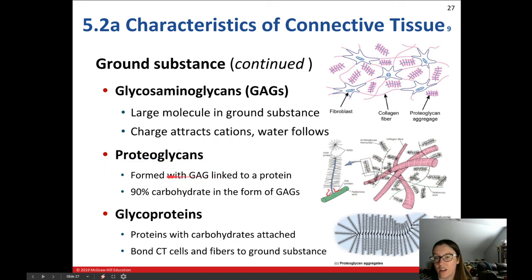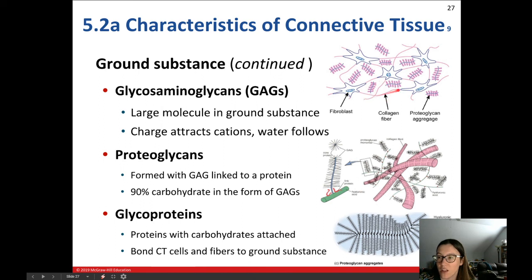We have proteoglycans. Proteoglycans are a glucosaminoglycan linked to a protein. So these are some proteoglycans over here. This is the linked protein. We've got glycoproteins as the last one, which are proteins with carbohydrates attached, and they're going to bind the cells of the connective tissue and the fibers to the ground substance. This is getting into more biochemistry than you need to know for this class, but I just figured I'd show a little bit.